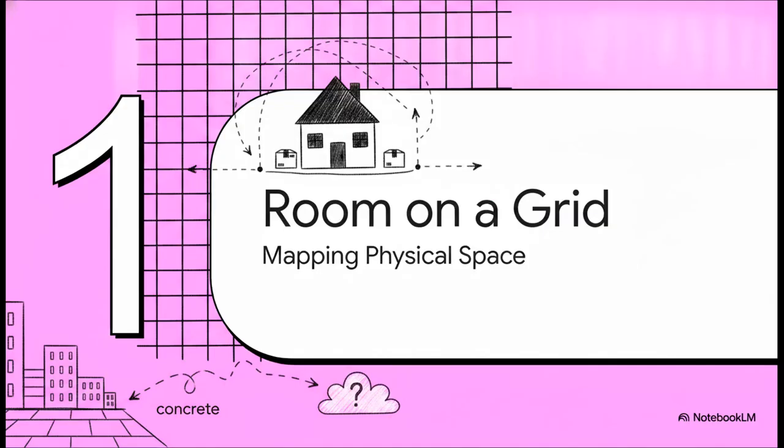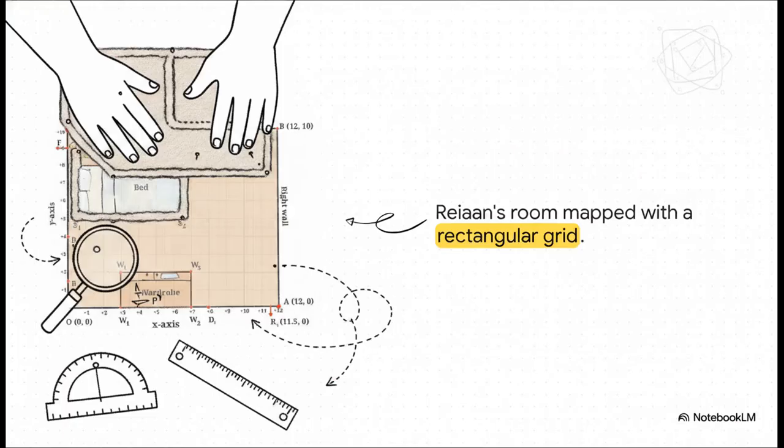Section 1. The room on a grid. We're going to begin our journey moving from the concrete to the abstract, starting with a story about a student named Rian who is moving into a new home. So Rian is visually impaired, and as you can imagine, moving to a new space can be a massive challenge.